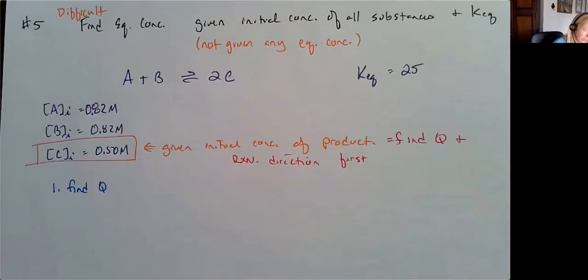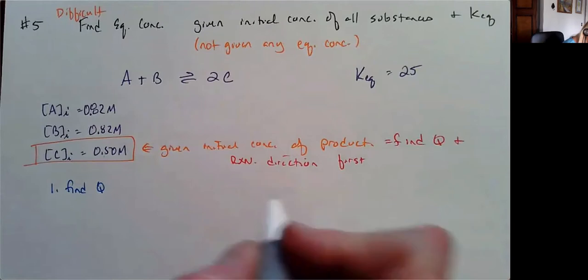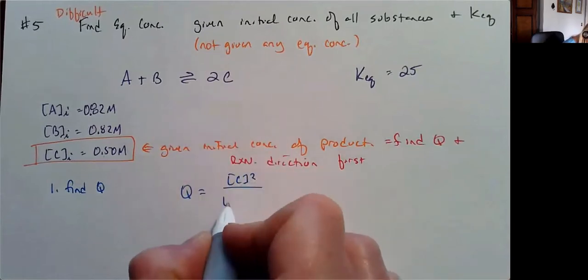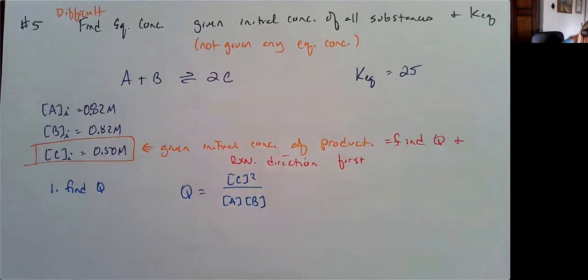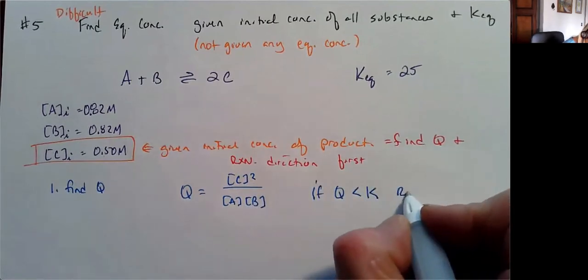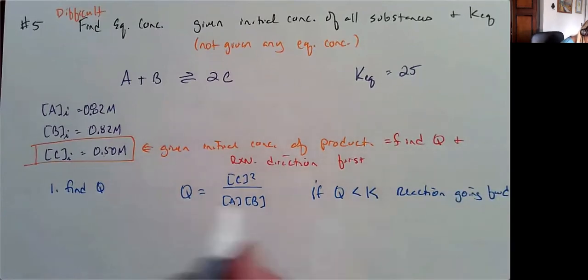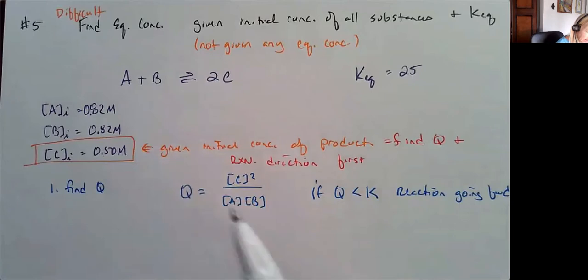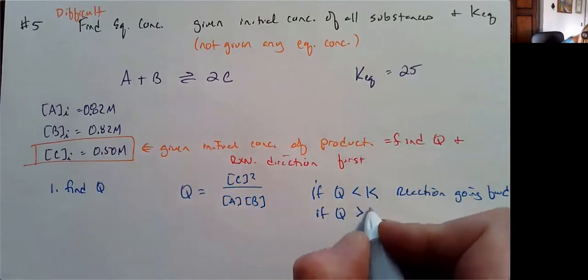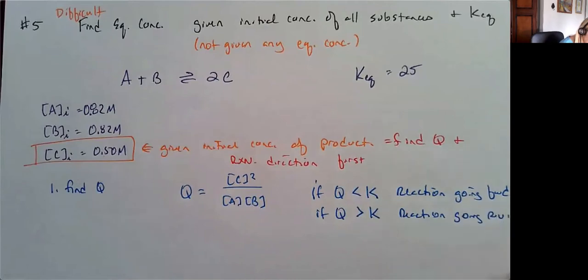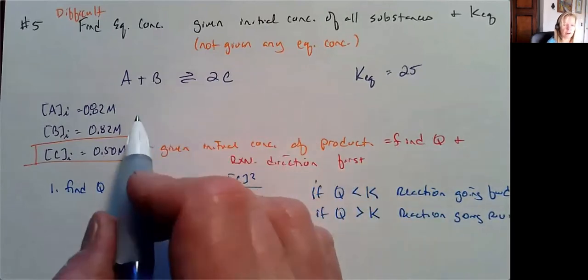And I'm going to write Q as it's given. So Q here is going to be equal to C squared over A plus B. And so if Q is less than K, then the reaction is going forward, meaning it's still going this direction, and I can use this equation as I've written it. If Q is greater than K, then the reaction is going in reverse, and I'll need to reverse this reaction before I write my mass law.